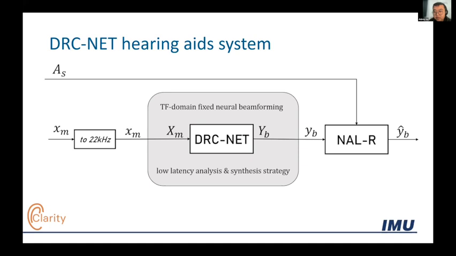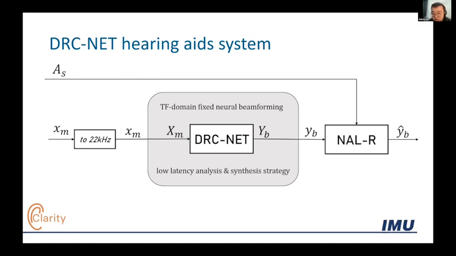DRC-NET will take the complex spectrum of BTE microphones as input feature to predict the clean complex spectrum. After that, we used the NAL-R method to adjust the frequency response of the output audio to match the different hearing loss characteristics, which have been provided by the challenge baseline system. We will not introduce it here.